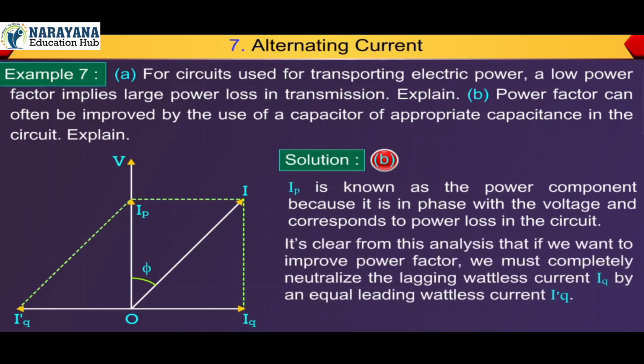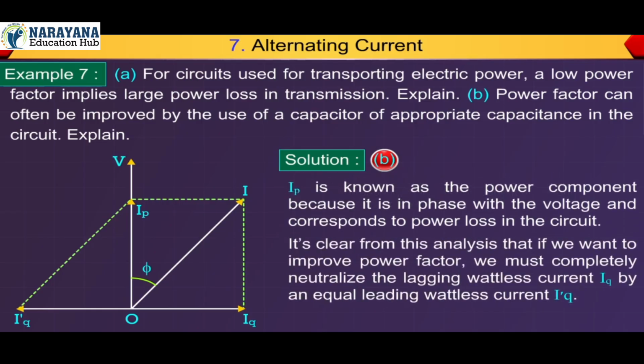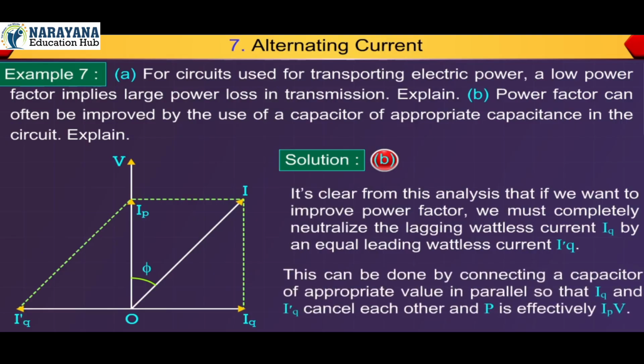It's clear from this analysis that if we want to improve power factor, we must completely neutralize the lagging wattless current Iq by an equal leading wattless current Iq dash. This can be done by connecting a capacitor of appropriate value in parallel so that Iq and Iq dash cancel each other and P is effectively Ip V.